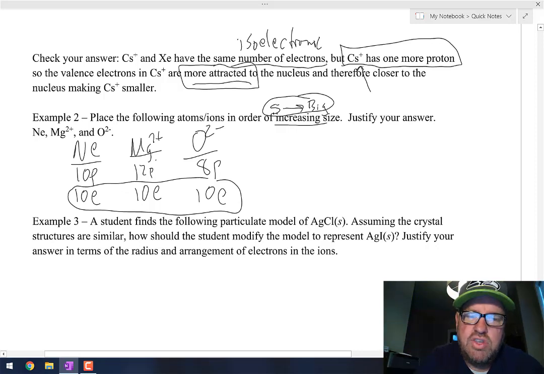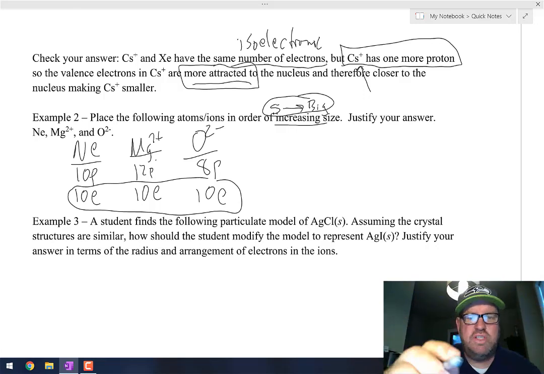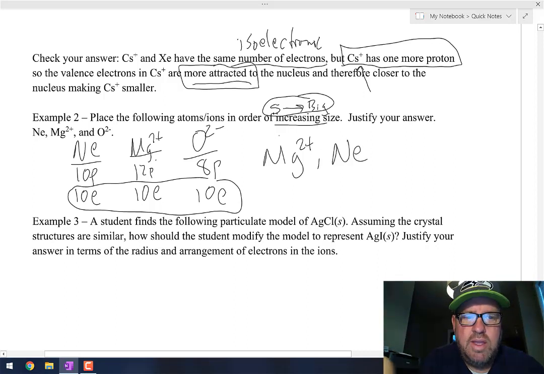Since the electrons are the same, it has to be the protons. The more protons there are, the stronger that attraction is, the more it pulls those electrons in. So which one's the smallest? Mg2 plus. Why? Because it has the most protons. And then what's next? Neon. Okay, it has 10 protons. And then which one's going to be the biggest out of all of them? O2 minus. Okay, and then to justify your answer, what's the grader going to be looking for?